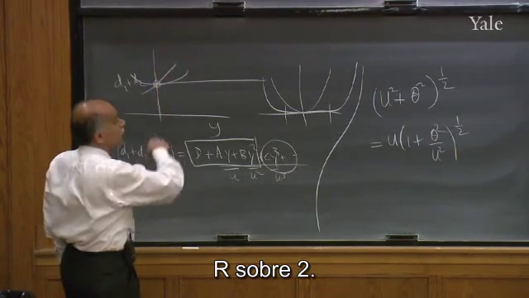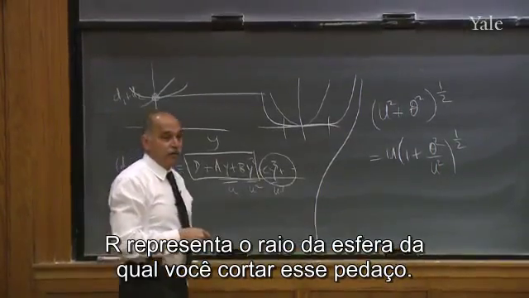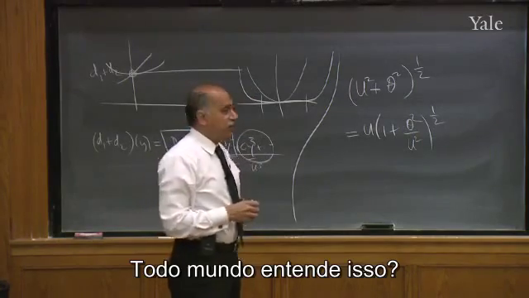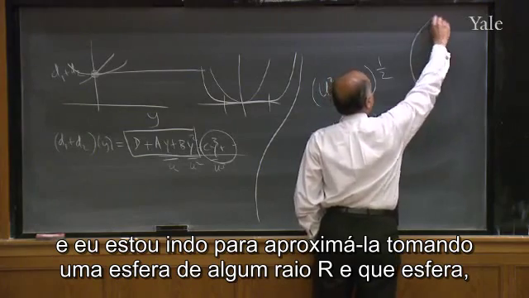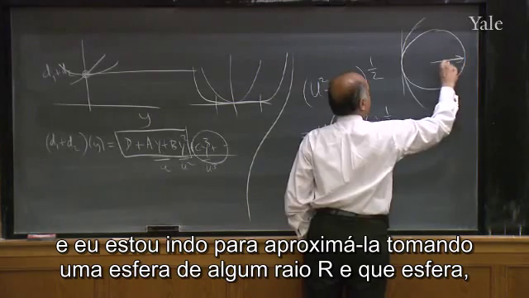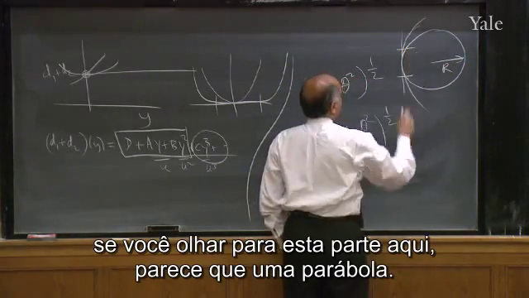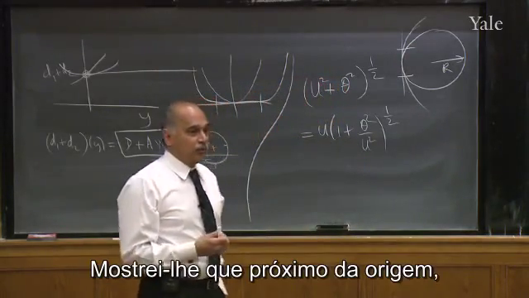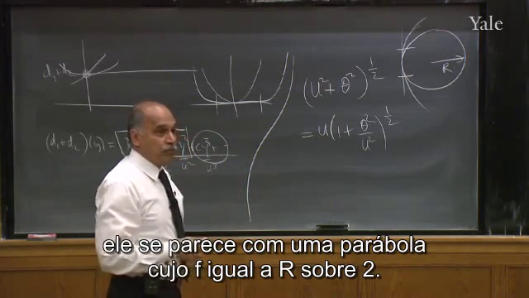In the top, r over 2. R stands for the radius of the sphere from which you cut out that piece. Everybody understands that? I mean, we had a parabola here, and I'm going to approximate it by taking a sphere of some radius r. And that sphere, if you look at this portion here, it looks like a parabola. Then you can ask, what parabola does it approximate? I showed you that near the origin, it looks like a parabola whose f is equal to r over 2.